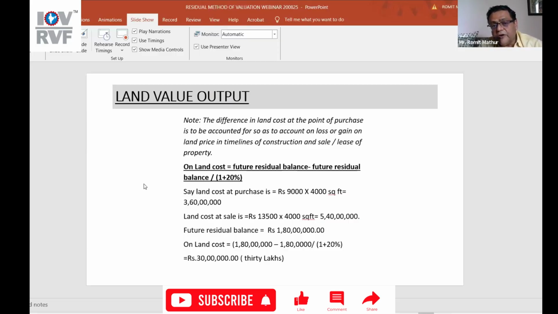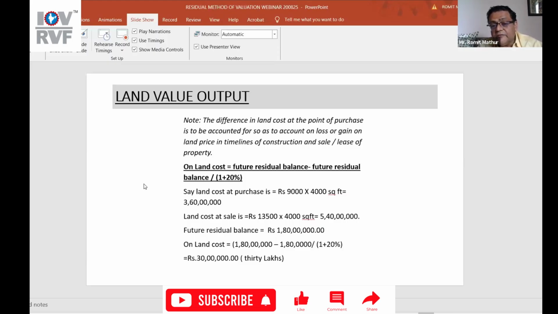Land value output. Now, what is the land value output? The difference in land cost at the point of purchase is to be accounted for as a loss or gain on land price in the timeline of construction and sale or lease period of property. That means he bought a property at 100 rupees and he sold the entire project after 24 months. What is the value of the land after 24 months? So land was say purchased at 9,000, the 4,000 square feet, and it was sold at 13,500 at the point of sale.